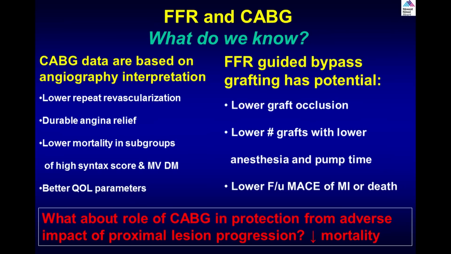basically avoided. So therefore proximal may close, but because of distal vessel filled by the graft, that protection goes away if you just go with the FFR and you have some progression of the disease proximally. And we think that that was one of the factor of decreased mortality.